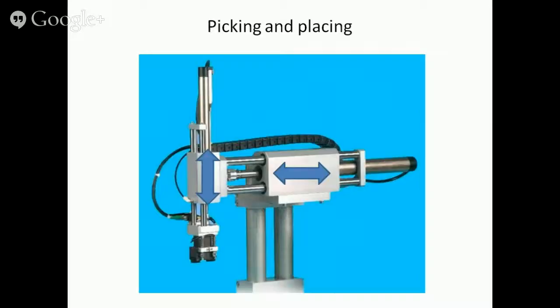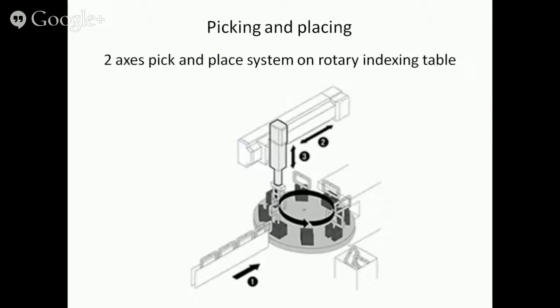Components are picked and placed by two-axis pneumatic pick and place units. These are very fast devices. This diagram shows a feeding device to the left. The pick and place unit places the components to the rotary index table.